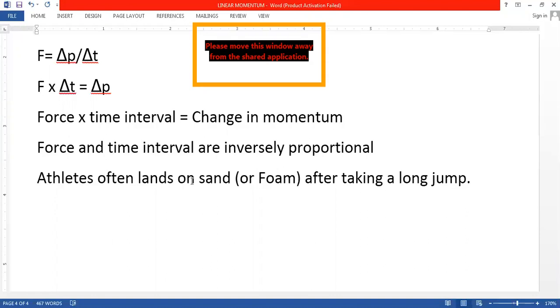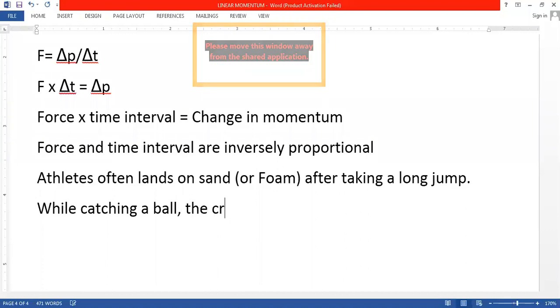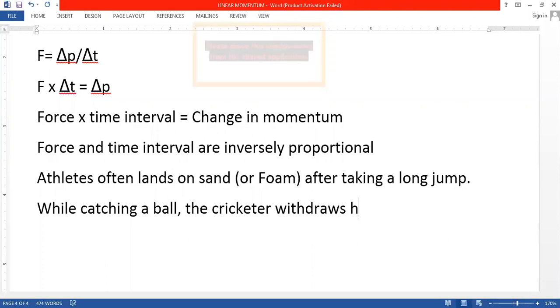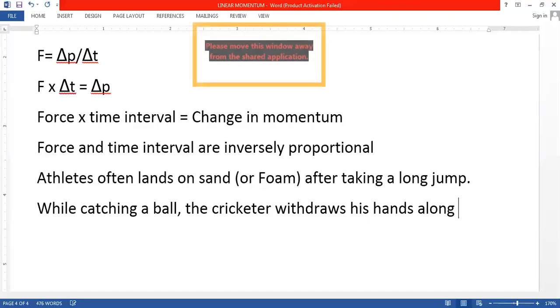The same is the case while catching a ball. You always find the cricketer withdraws his hand along with the ball. You must have observed that whenever the cricketer takes a catch, he doesn't keep his hand firm at the place where the ball hits his palm, but he withdraws his hand. He drags his hand behind.